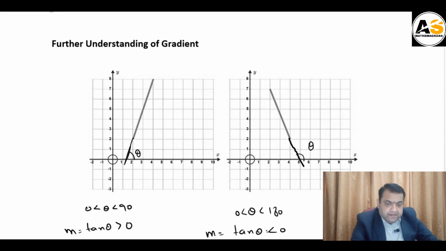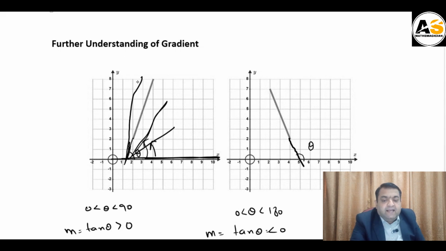Look over here. What is tangent 0? Tangent 0 is 0. If a line forms the angle 0 with the x-axis, its gradient will be 0. If this angle is increased a bit, gradient will become positive and will increase. Further, by increasing this angle, gradient will increase again. As long as the angle is less than 90 and it is increasing, the gradient of the line goes on increasing.